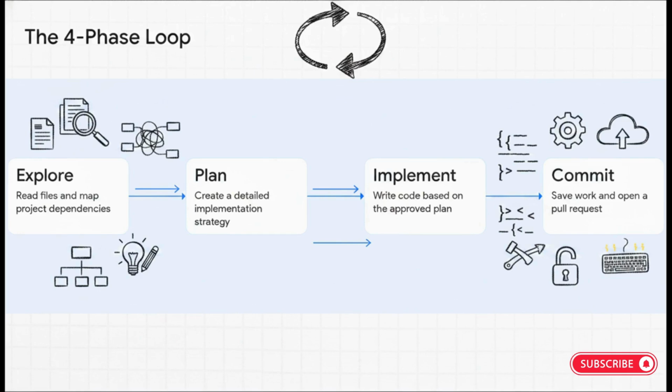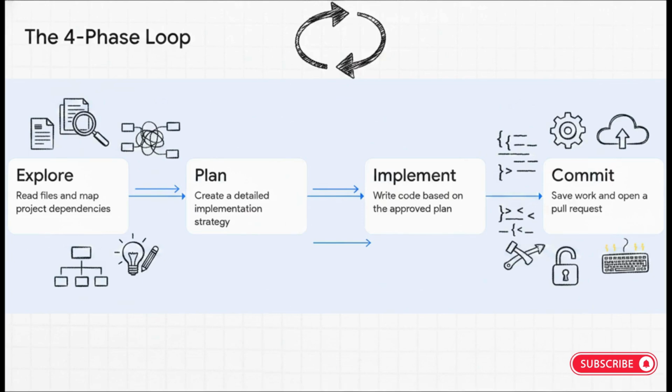Phase 1 is Explore, where Claude actively reads your files and maps out dependencies. Phase 2 is Plan, where it creates a concrete strategy based on what it found. Phase 3 is Implement, where the actual coding finally happens. And Phase 4 is Commit, where it saves the work and can even open a pull request for you.